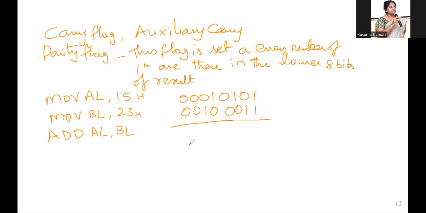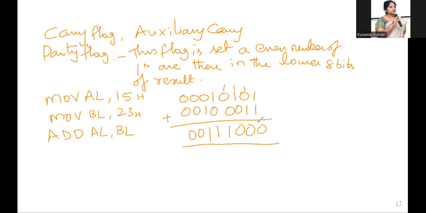Now the addition operation, which is one arithmetic and logical operation. 1 plus 1 gives 0 with carry 1. Again 0, this is again 1, so 0, this is 1, so 1. Next 1, next 1, then 0 0. So this is the 8-bit result.